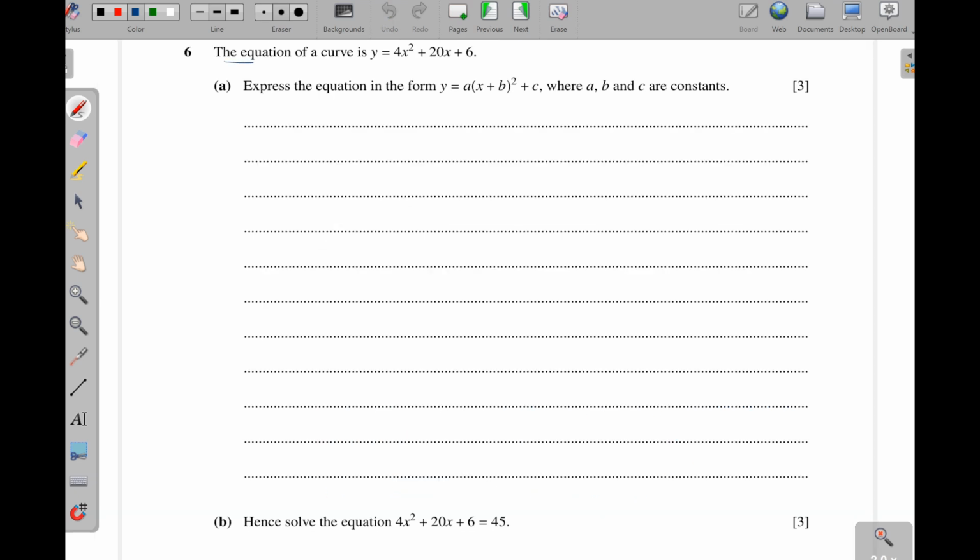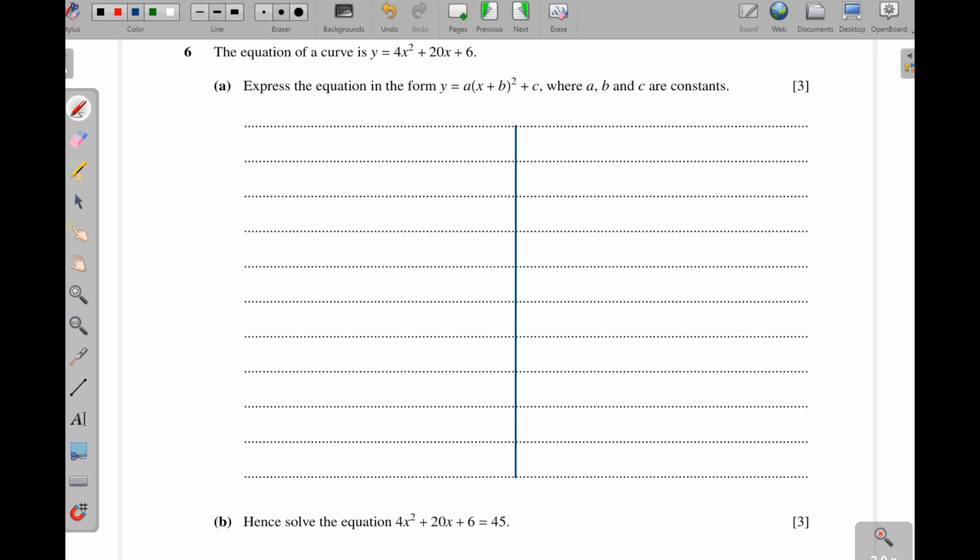Question 6. The equation of the curve is 4x squared plus 20x plus 6. Part A. Express the equation in the form y is equal to a(x plus b) squared plus c, where a, b, and c are constants. So this is completing squares. You can do this in 2 ways. You choose the one that is simpler for you. So one, I'm going to use direct completing squares.